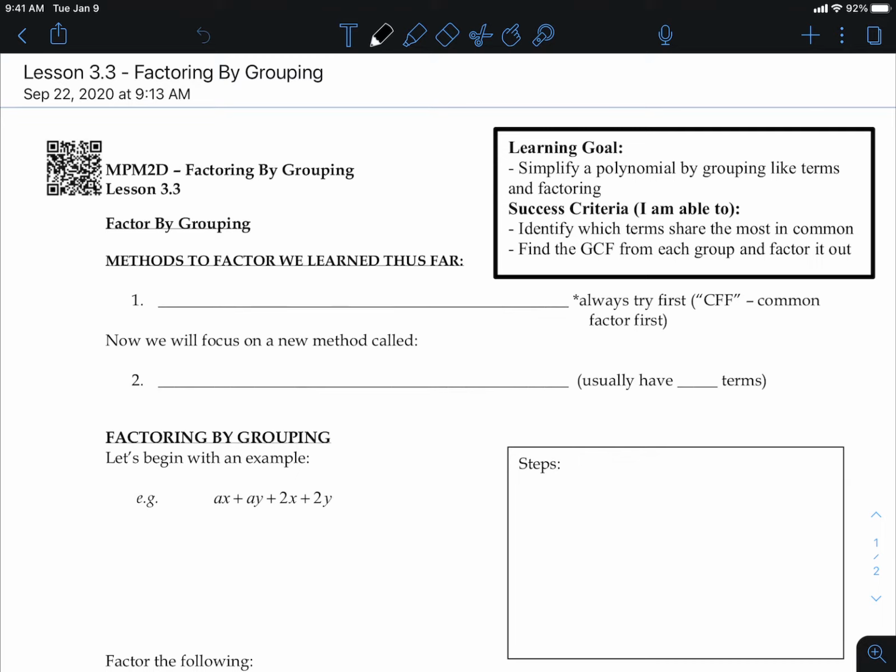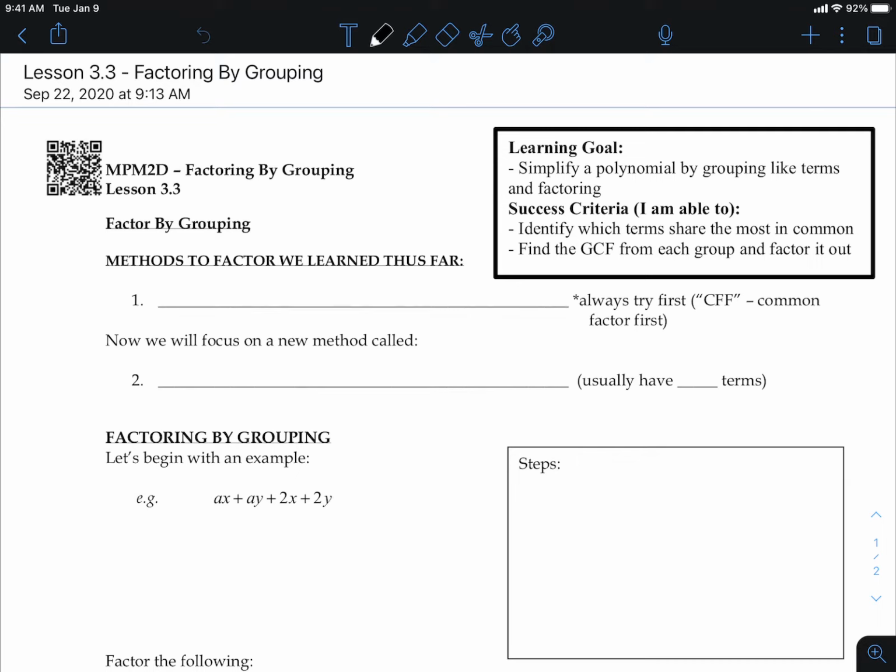From there, you're going to find the greatest common factor from each piece separately, factor it out, okay? And then we'll see that there will be a shared piece between both halves, okay? So here's what we want to do, okay?